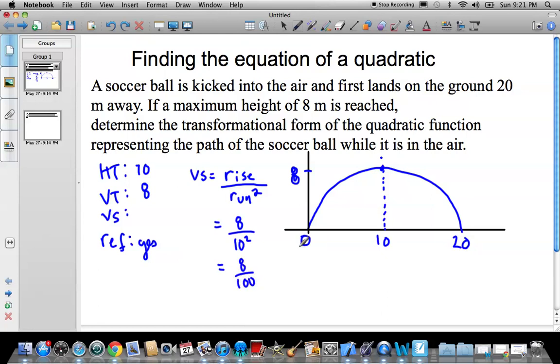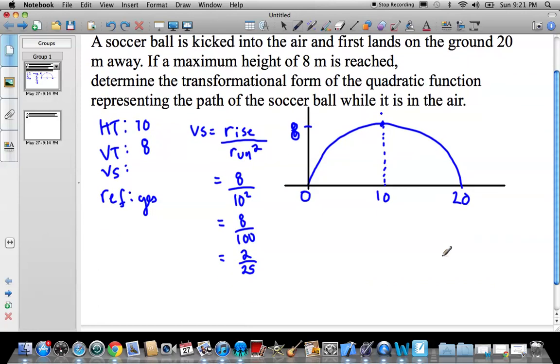So it's not a thing of beauty here or anything, but it's better than nothing, I guess you could say. And this reduces down to 2 over 25. Slightly better than 8 over 100, but that's our vertical stretch, 2 over 25. And if you want to put that as a decimal, I guess you could, which would be 0.08. I wouldn't recommend it. I just leave it like that, though. It doesn't matter.